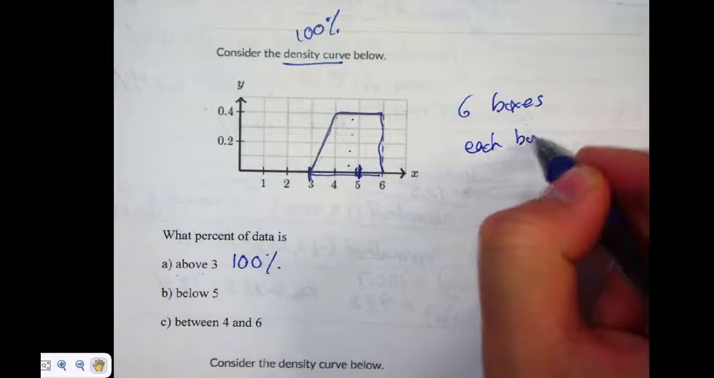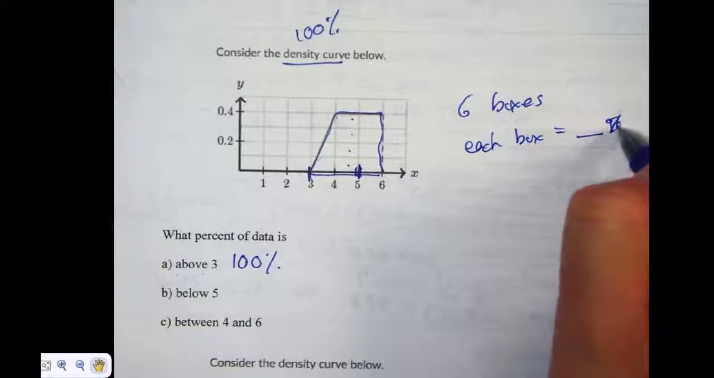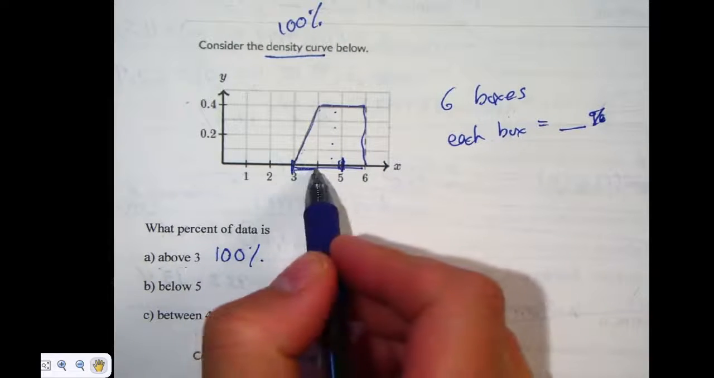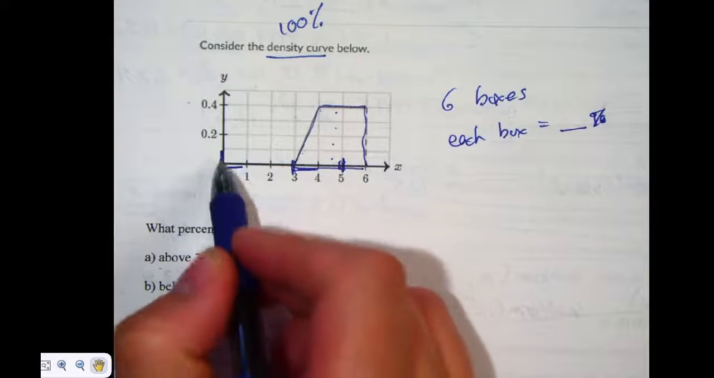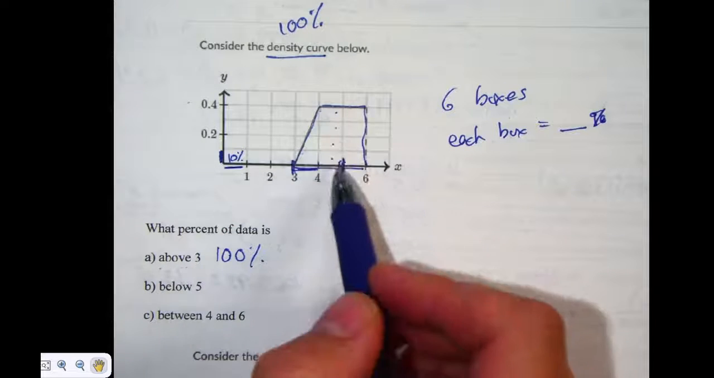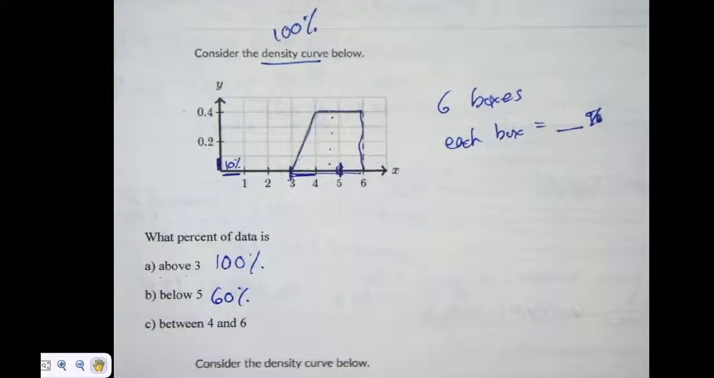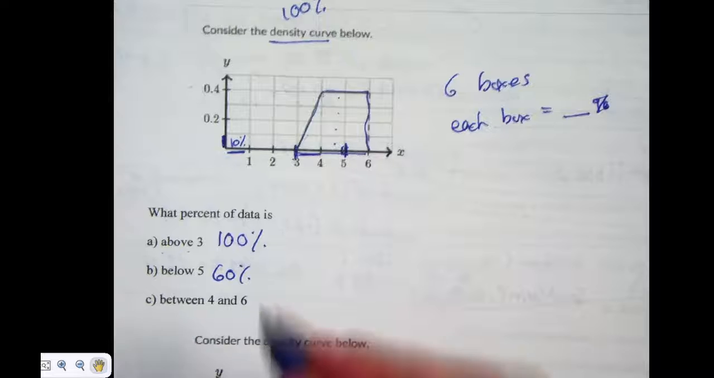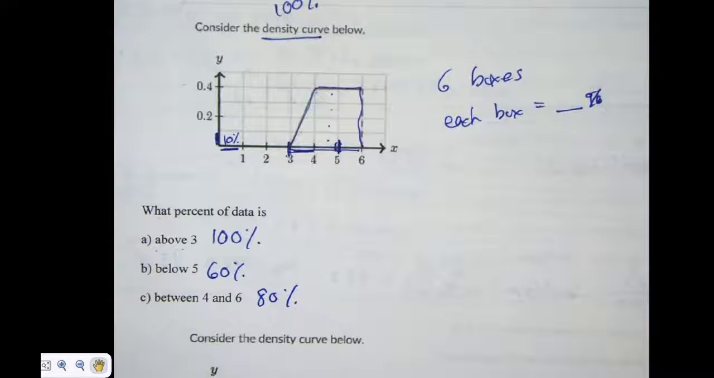What percent is each box? 10%. I know that because the base of a block is 1 and the height is 10%, so 1 times 10% is 10%. If I've got 6 boxes below 5, that means 60% of the data is below 5. Between 4 and 6, there are 8 boxes, each 10%, so 80% of your data is between 4 and 6.